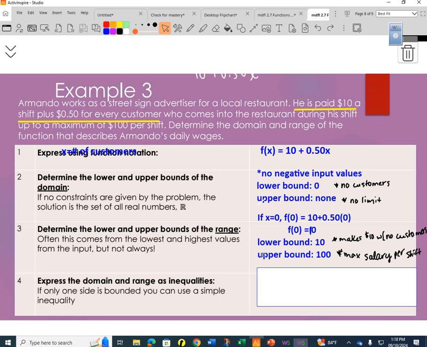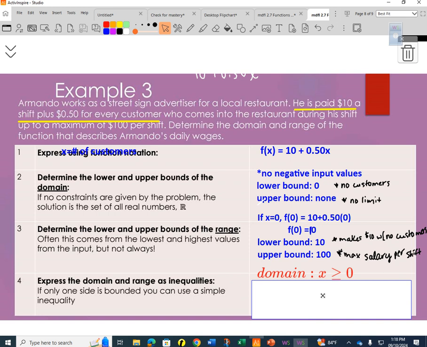All right, and you should be able to write it as an inequality. So its input, the domain, has to be greater than or equal to 0. The only thing you can plug in is a number that's greater than or equal to 0. Technically, that should say integers greater than or equal to 0, because you're not going to have part of a person, right? You're not going to have half of a customer.